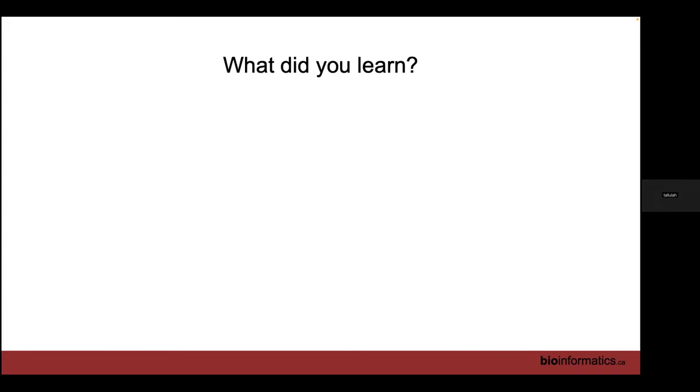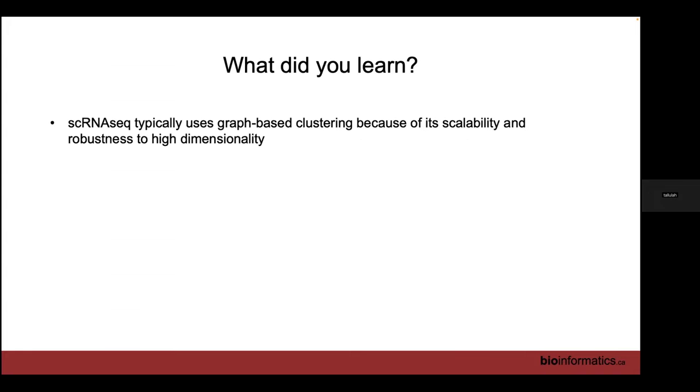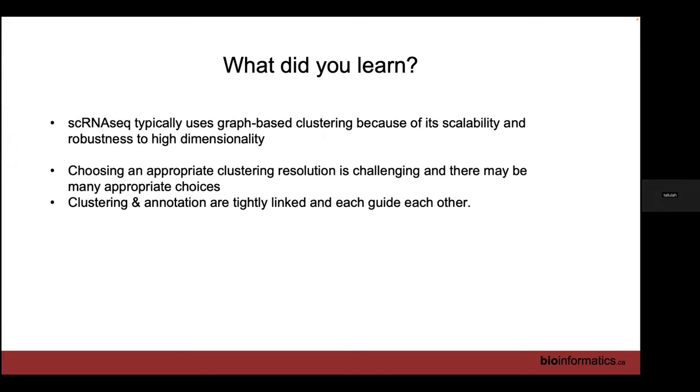All right, summarize. Single-cell RNA-seq uses graph-based clustering because it's fast. Choosing appropriate clustering resolution is hard, and there might be many right answers. Clustering and annotation are tightly linked and often go back and forth between each other. So you might cluster at a particular resolution, try and annotate it, realize you're missing some cell types, go back to clustering, change the resolution, see if you've now found those cell types.